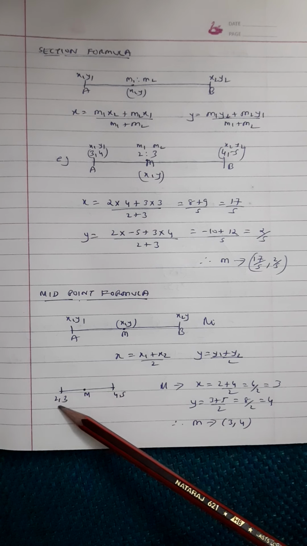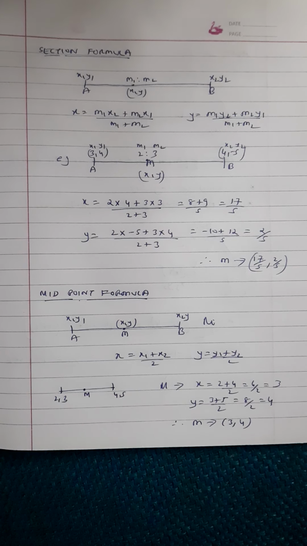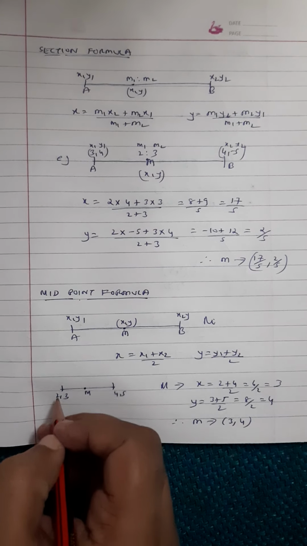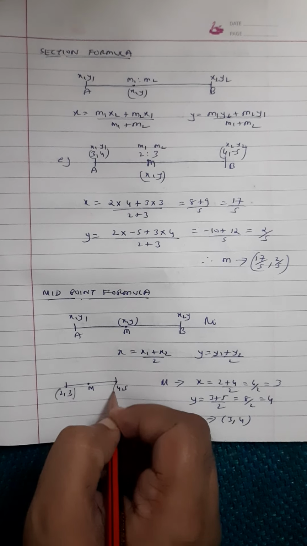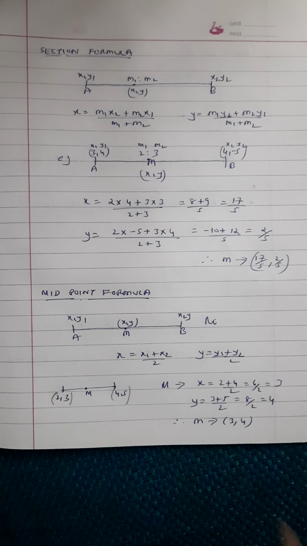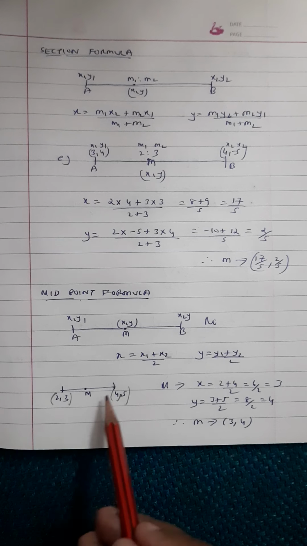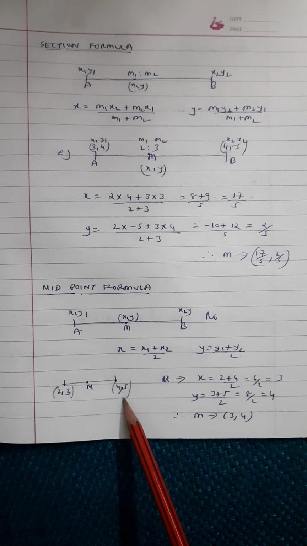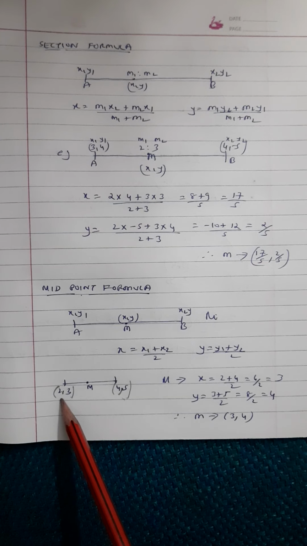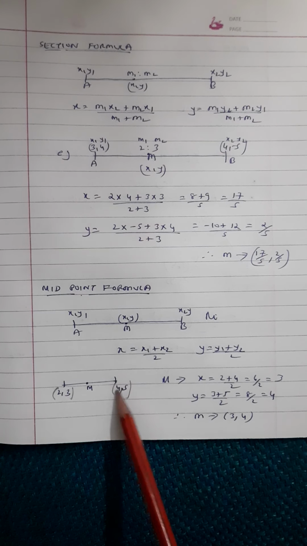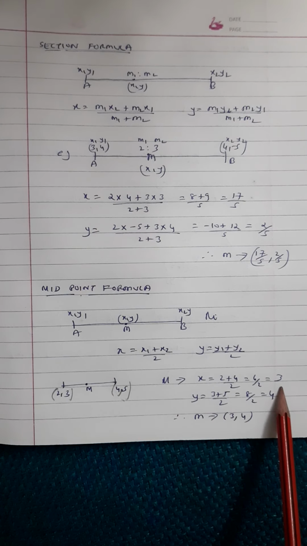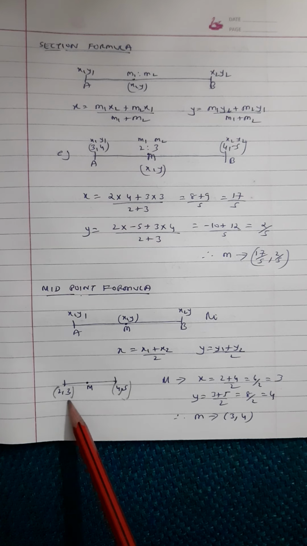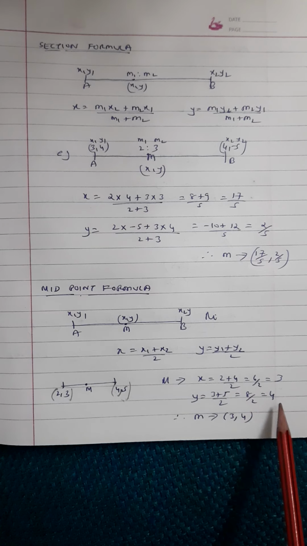See, for example, the question is: find the coordinates of the point M dividing the line joining (2, 3) and (4, 5). I have taken an example. What will be the coordinates of this point? What will be the x coordinate? The x coordinate will be 2 plus 4 divided by 2, that is 6 by 2, which is 3. And what will be the y coordinate? 3 plus 5 by 2, that is 8 by 2, that is 4.